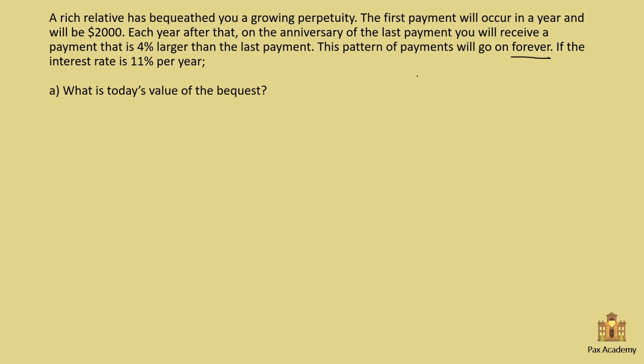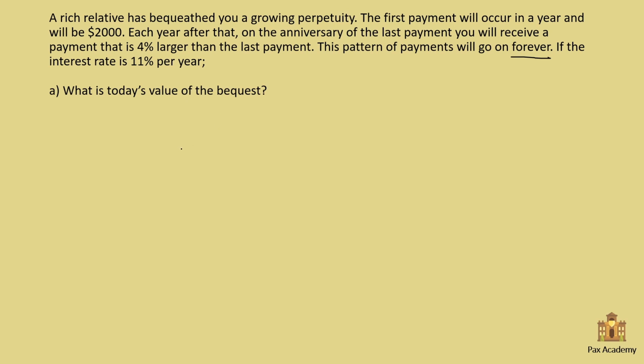So, the key thing here is, first of all, to notice that because it says it goes on forever, we know it's a perpetuity. Okay, even though I also mentioned it in the question. But if it didn't mention perpetuity, we know it's a perpetuity because it goes on forever.